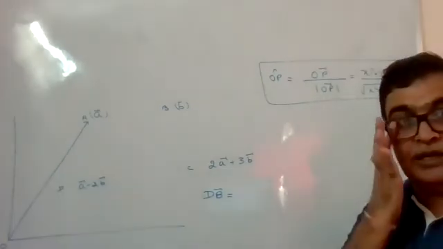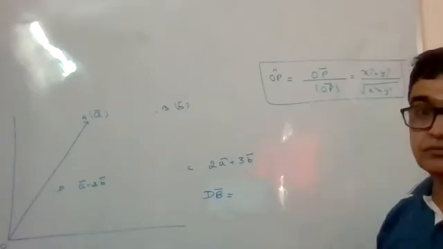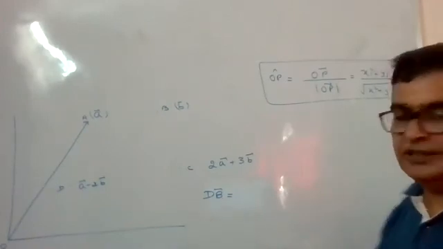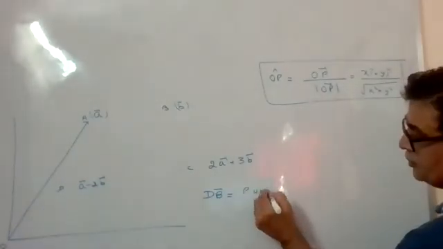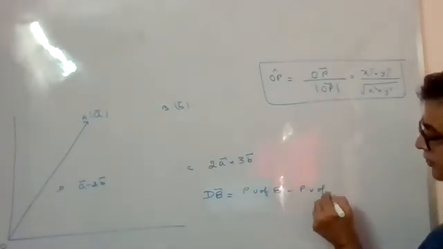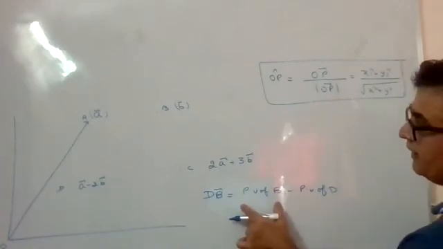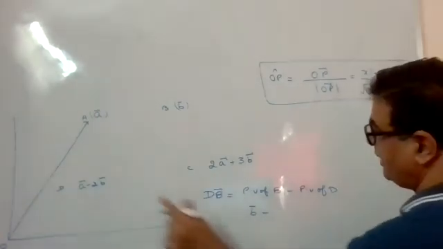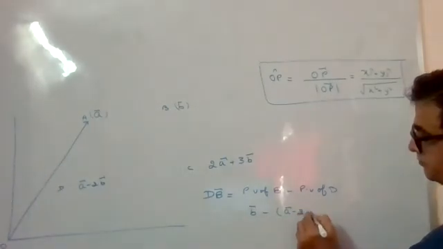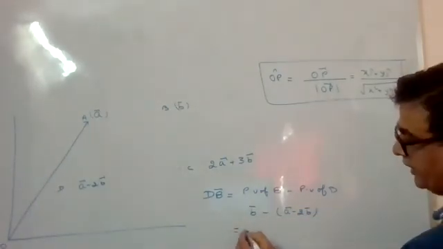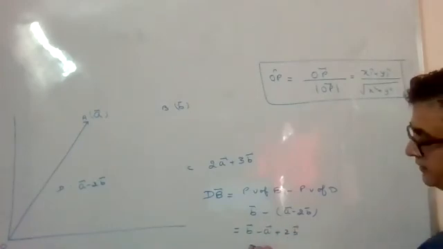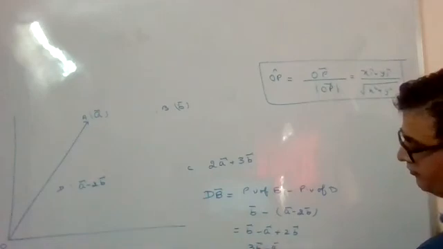So what DB vector should be? Can you tell? Position vector of B minus position vector of D. उल्टा हो जाता है. B का position vector क्या है? This is already given, B. Minus position vector of D, that is A minus 2B. Then what I should write here? B minus A plus twice B. What my answer will be? Thrice of B minus A will be your DB vector.